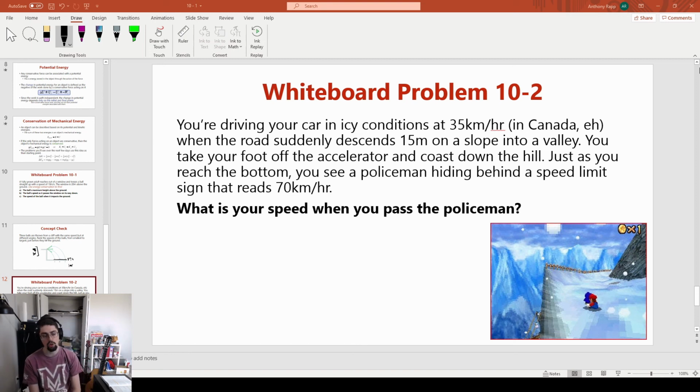I'm going to give you guys just say 3 or 4 minutes to work on this one. Conservation of energy, again, very important here. Use that to find your speed as you pass the cop at the bottom of the hill. Go ahead and get started.